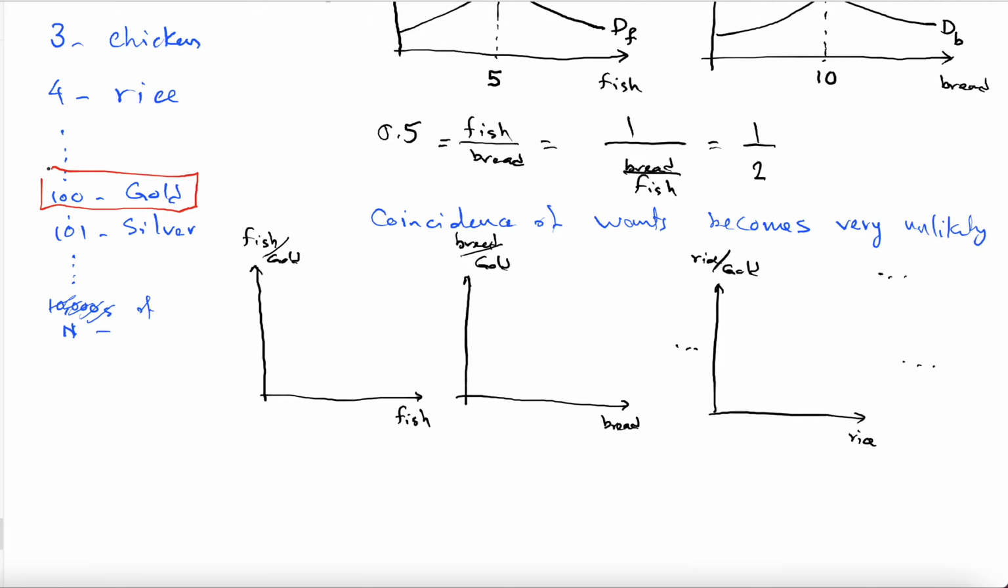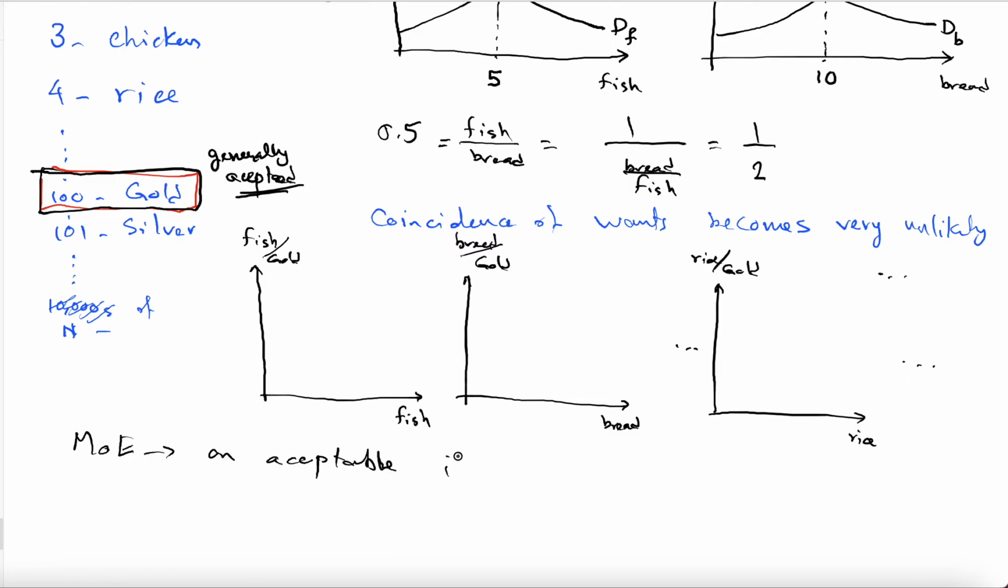So you have to find one item which is generally accepted. So the acceptability is a good condition for what items to be used as a medium of exchange. So a medium of exchange is an acceptable item out of N items.